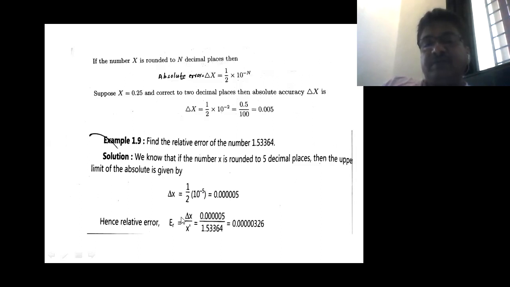Then the relative error is what? The absolute error divided by the true value, or the value of the number. So the value of the number is this and the absolute error is this, divided by x dash or x. This is the answer, so this is the relative error. So the question is to find the relative error in the number.